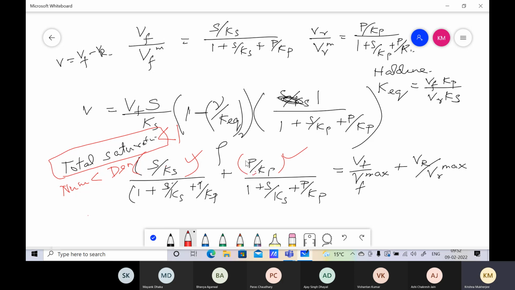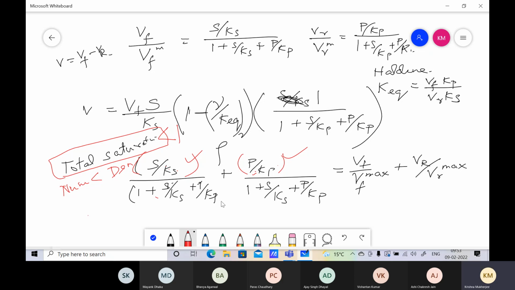Individually they're less than 1. I am not saying that both are less than half. If this is 0.75, then by definition, the P by Kp fraction will be less than 0.25. Are you getting this? This is very obvious. Think about it for a second.